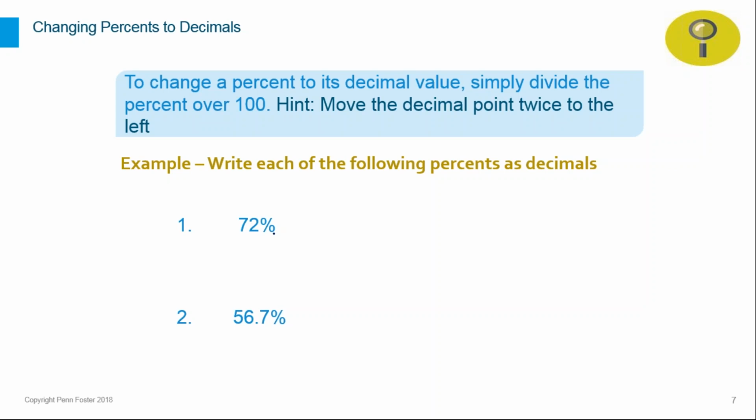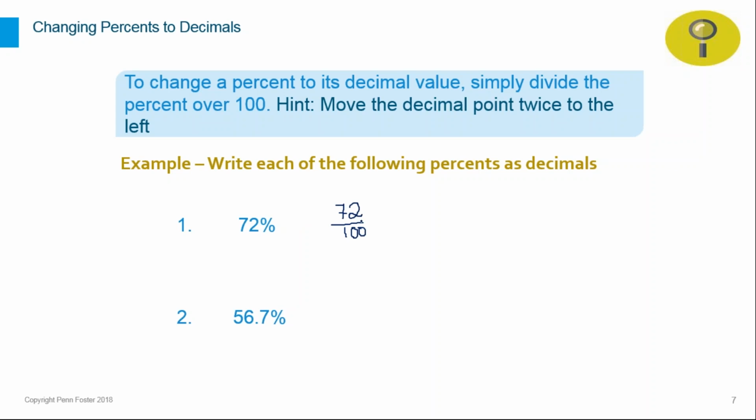So let's start with question number 1. Change that percent, 72%, to just a decimal. How can we do that? Well, we're going to do exactly the same as we said. We're going to divide the 72 by 100. Now, you can use a calculator to do that, and it's going to give you the same answer.